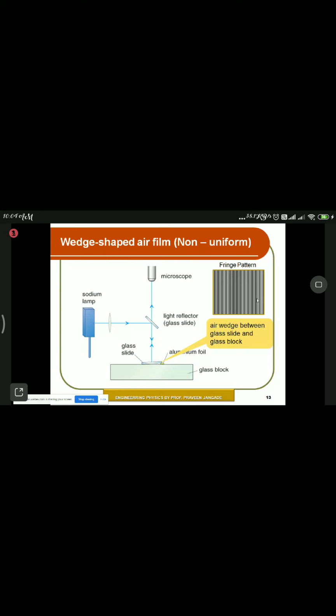Okay, straight equidistant lines. This is the kind of pattern that we will be able to see while taking the observation through the microscope. So this is the arrangement of this wedge-shaped air film.